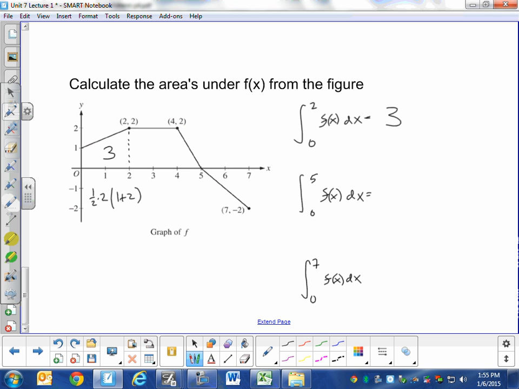And then from 2 to 4, base of 2, height of 2, this would be 4. So the area from 0 to 5 would be 7. From 0 to 7, you'd have this 3, this 4. This is a base 1, height 2 triangle, so that's just 1. This is a base 2, height 2, so that's negative 2 you can consider. So throw them all together: 7, 8, 7, 6. Okay? So that's areas using this integral notation, this infinite sum notation.